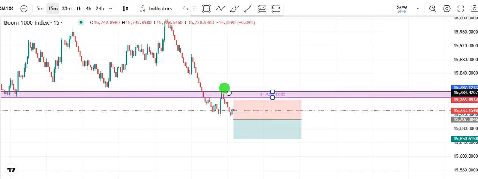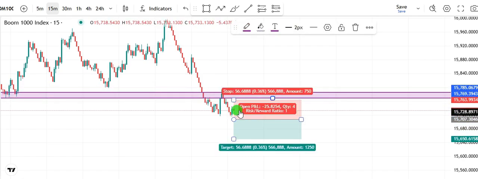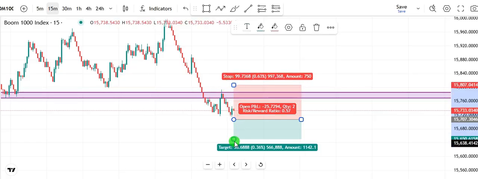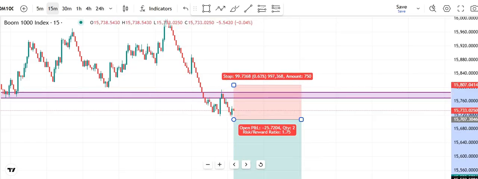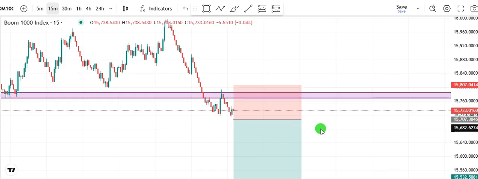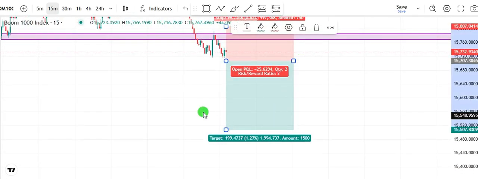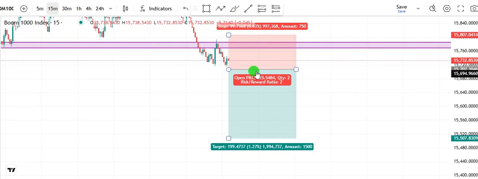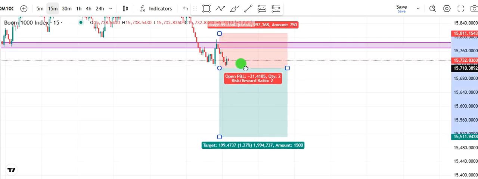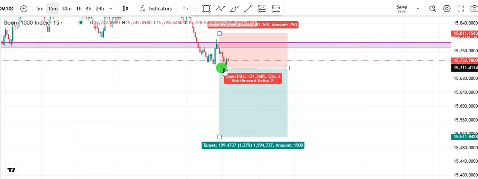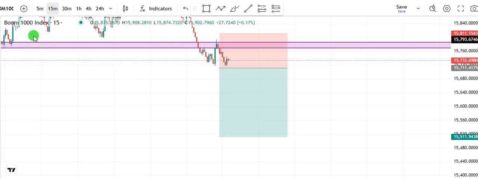Stop loss above, oh, please let me mark this again. Stop loss above this rejection around here, then take profit 1 is to 2 risk to reward. So you can see this. This is going to be the entry. If this candlestick closes bearish below this previous low around here, then we go short on that.